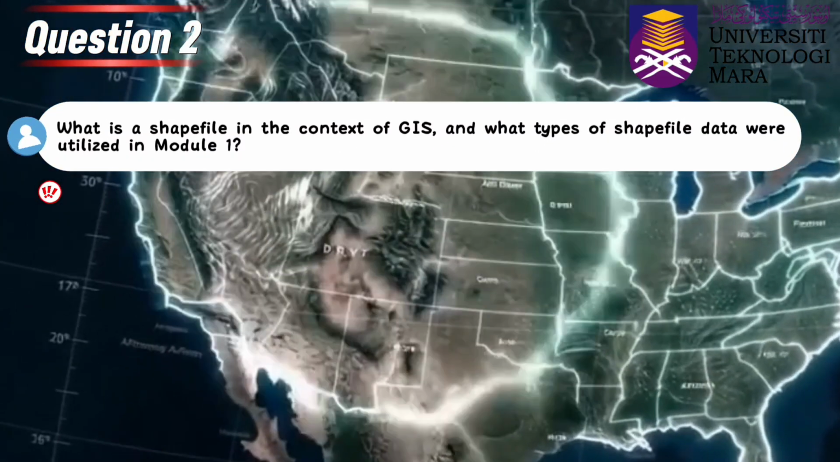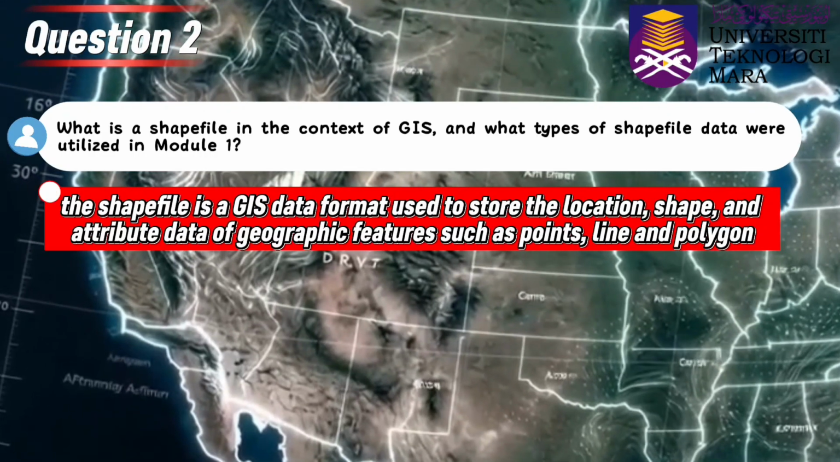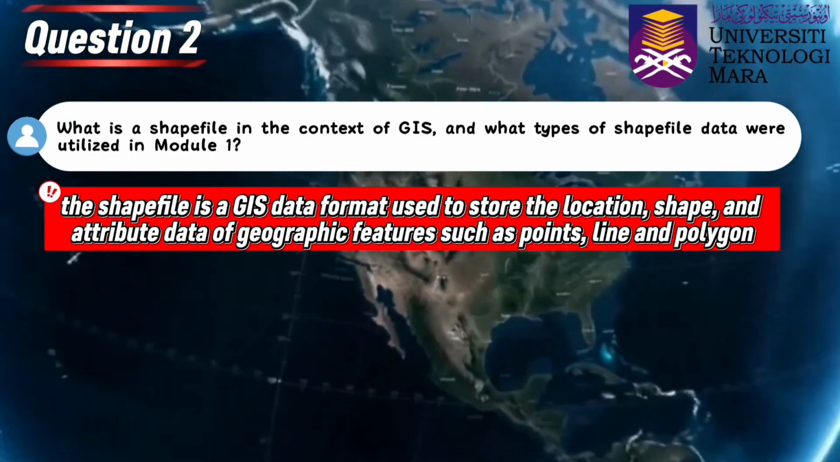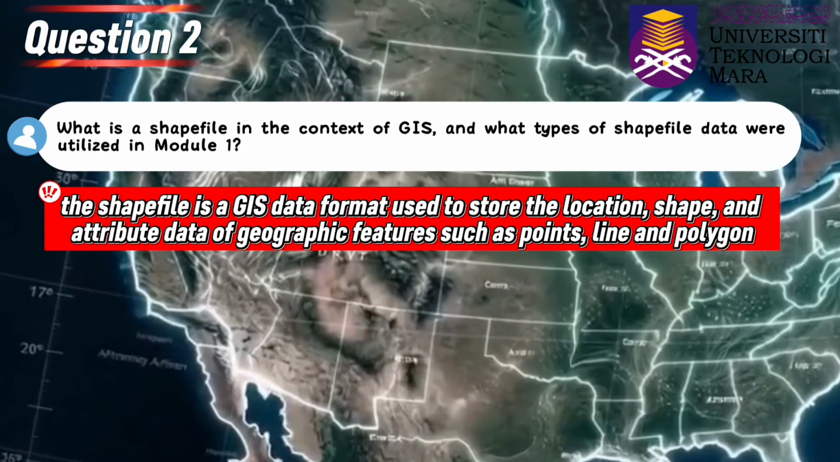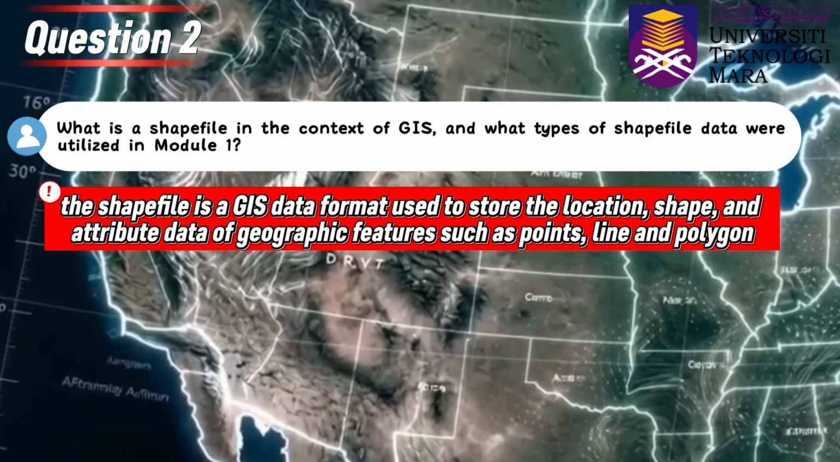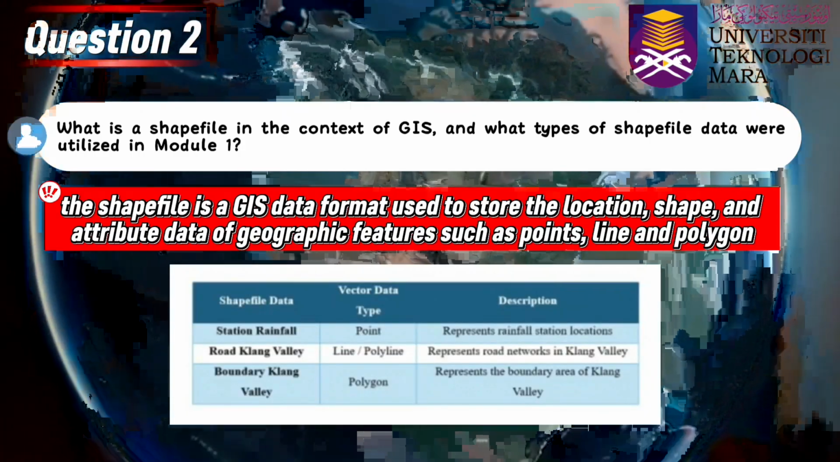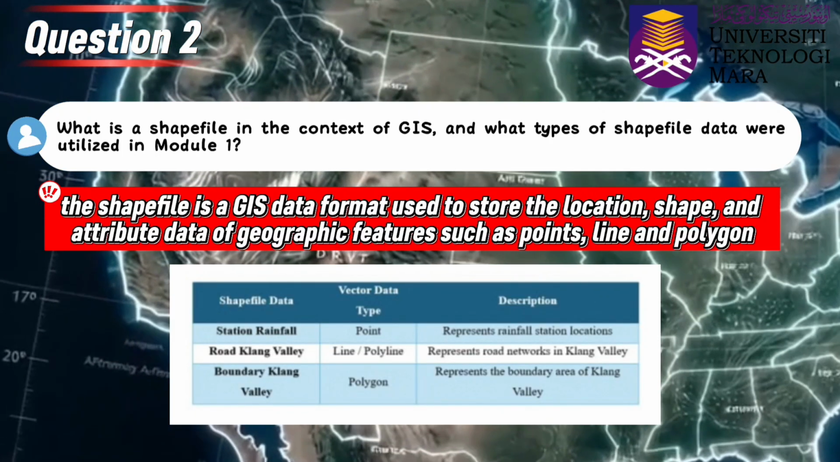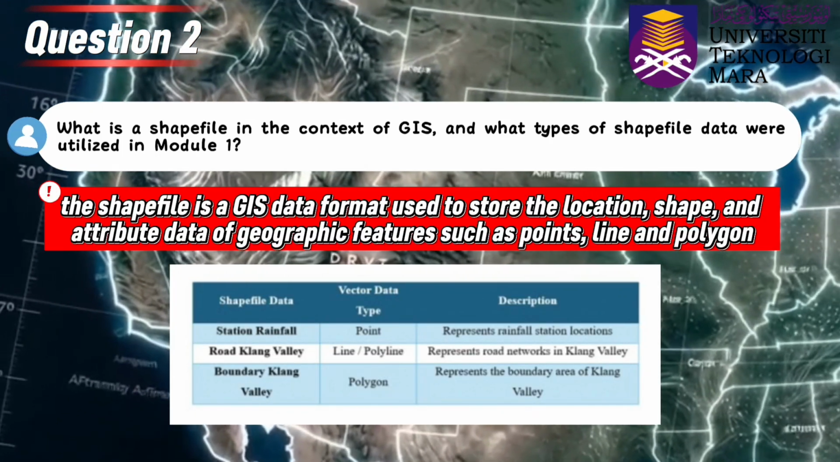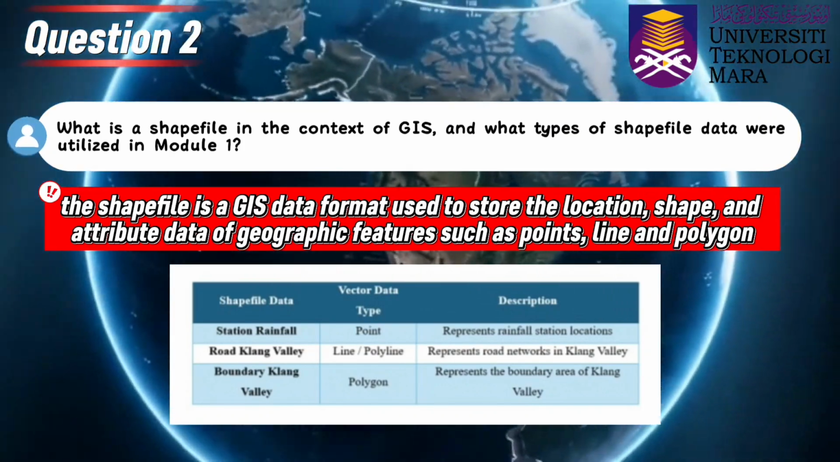A shapefile is a GIS data format used to store the location, shape, and attribute data of geographic features such as points, lines, and polygons. In Module 1, the shapefile data used included point data for station rainfall, line or polyline data for route Klang Valley, and polygon data for boundary Klang Valley.